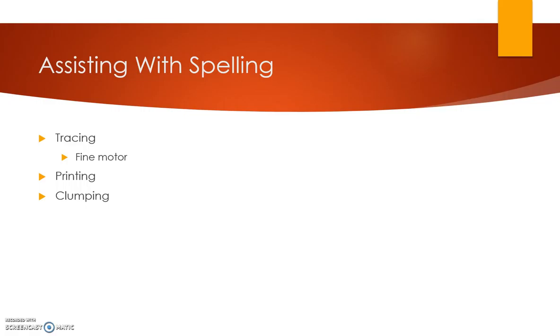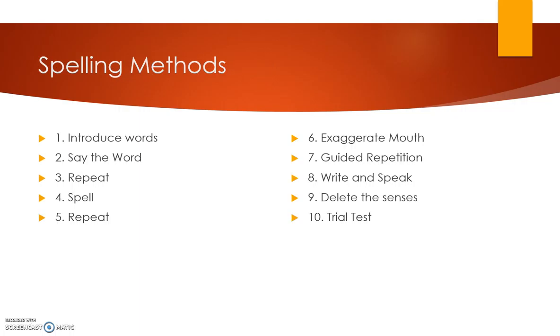Assisting with spelling. The most common way to assist with spelling is by using tracing and having a student copy words, as well as printing words and clumping sounds. Spelling methods. Number 1, introduce the word that you would like the students to spell.